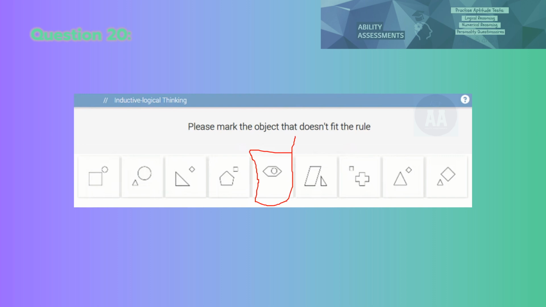Again, we've seen similar types of questions where you have 2 shapes in every single object. The shapes themselves are not really that important. They seem to be quite random, but what is important is the placement of the smaller shape in relation to the larger shape. And what you can see is in all of the objects apart from this one, the smaller shape is placed outside of the larger shape. So this is the one that doesn't follow the rule, and therefore this is our answer.